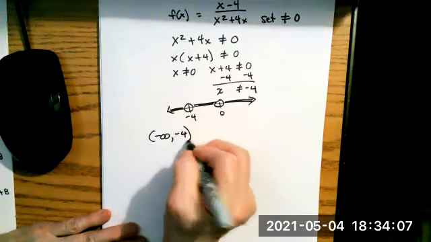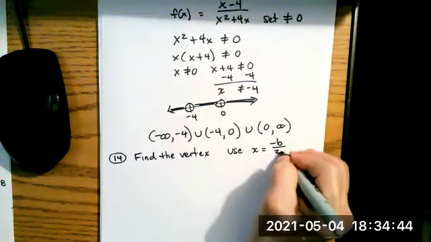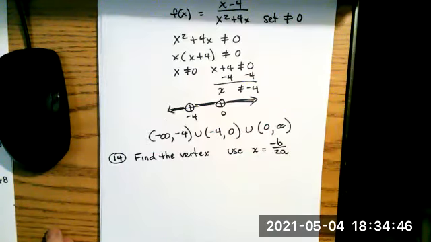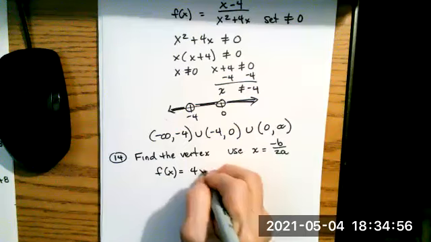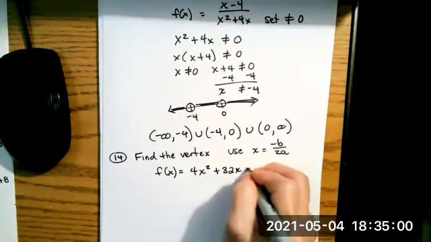Okay, the next one in difficulty is find the vertex. It's number 14. And what you've got to remember is that you use x equals negative b over 2a, which is that first part of the quadratic formula. That's what you're going to use to get the x value of your vertex. So f of x, for your function, they give you 4x squared plus 32x minus 4.